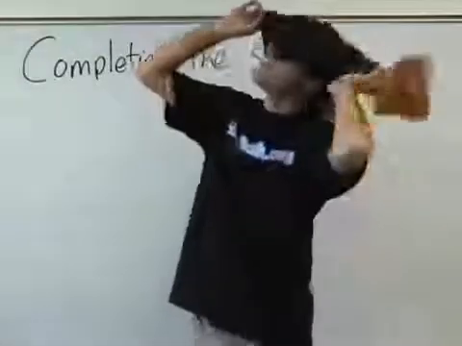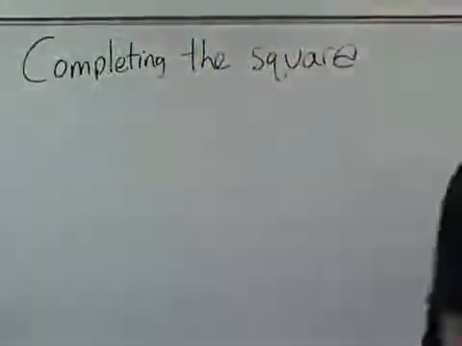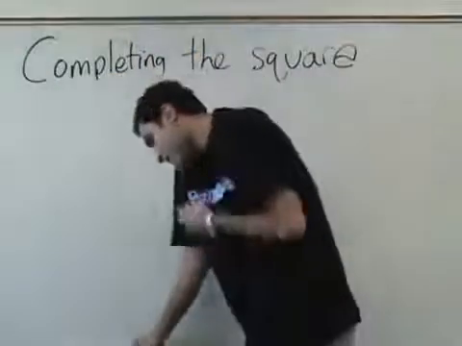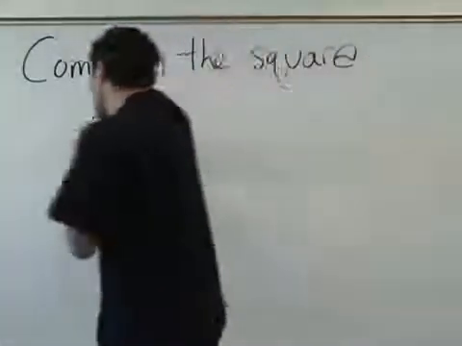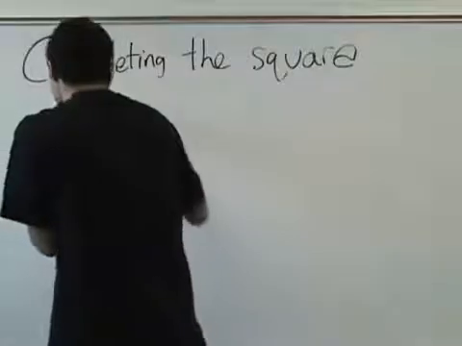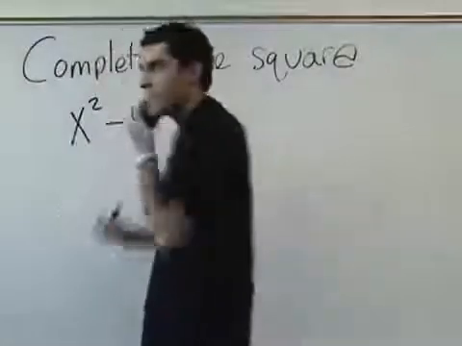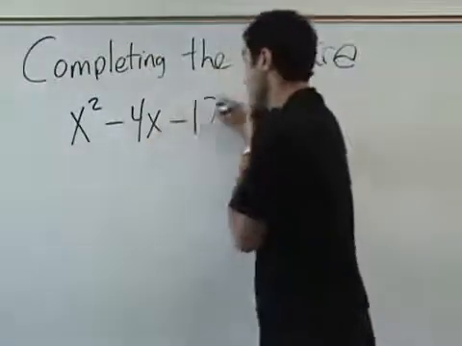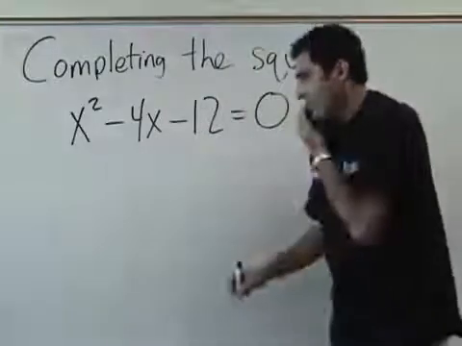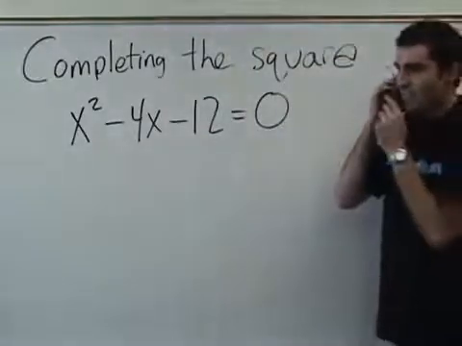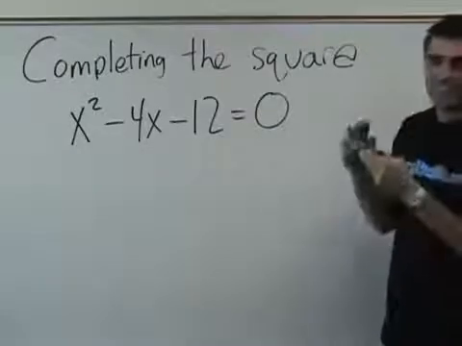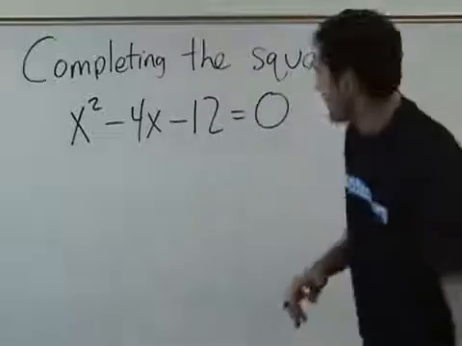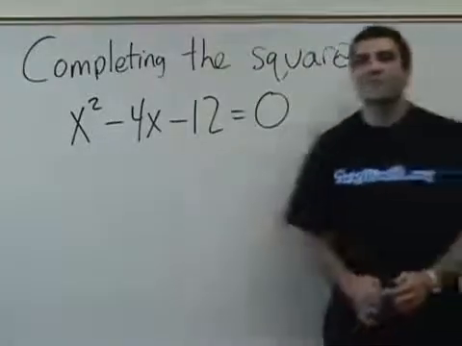Time to complete the square. The next problem? x squared minus 4x minus 12 equals 0. All right, so time to solve.